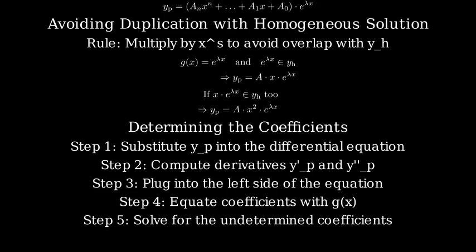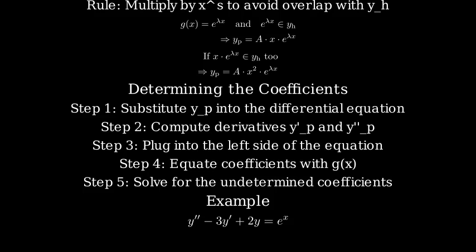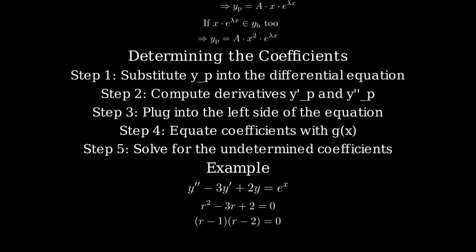Let's work through a complete example to demonstrate the method of undetermined coefficients. Consider the differential equation, y double prime minus 3y prime plus 2y equals e to the power of x. First, let's find the homogeneous solution.